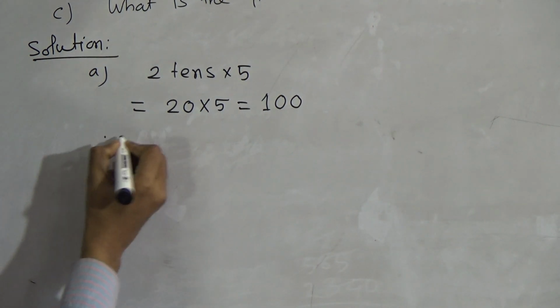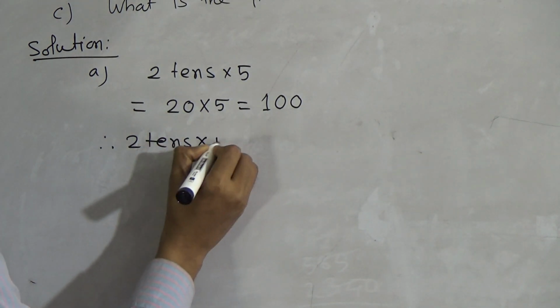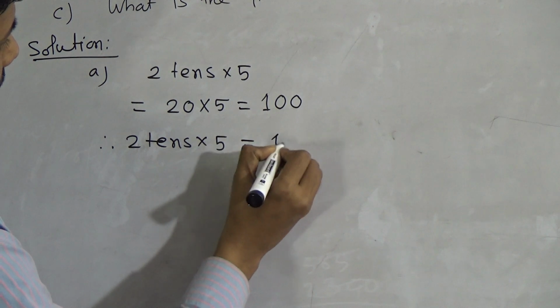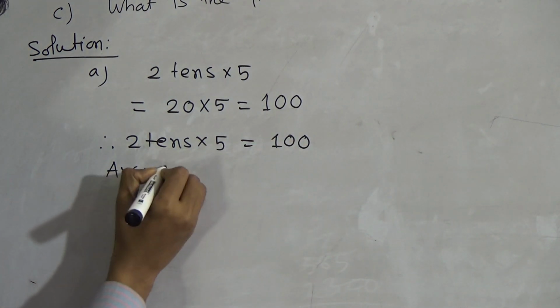Therefore, 2 tens into 5 equal to what? 100. Okay student, this is the answer. Answer is 100.